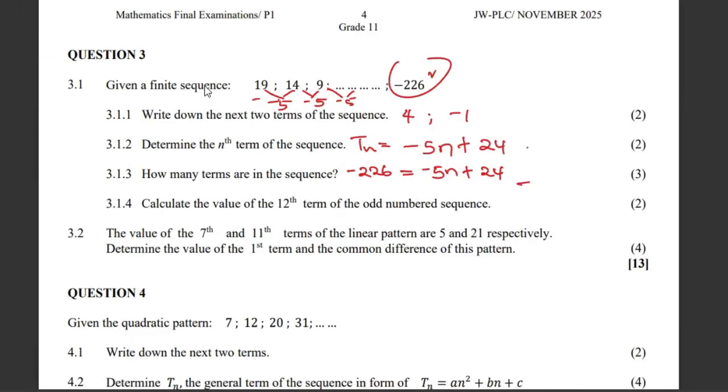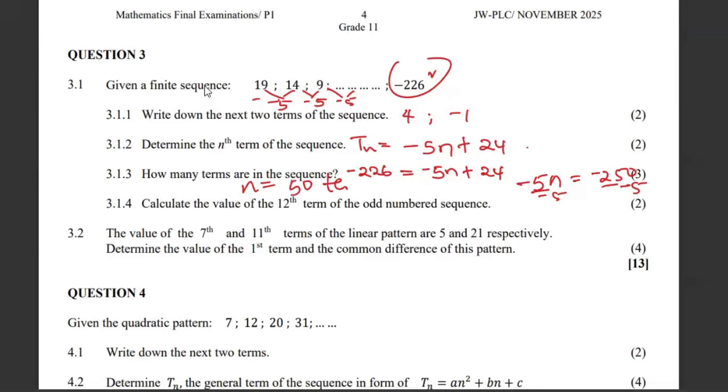So negative 5n is equal to negative 250. Divide both sides by negative 5. What does n give us? So we are dividing by 5, which means we have 50 terms.